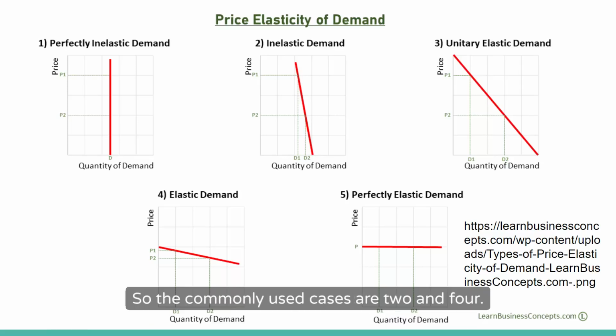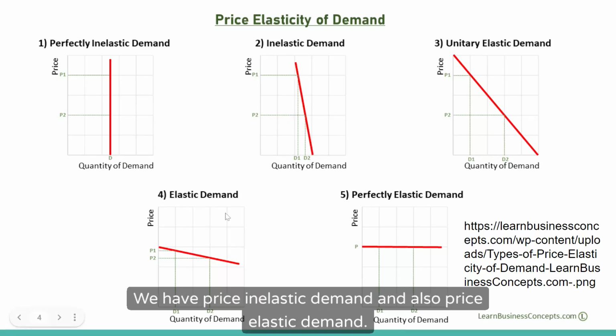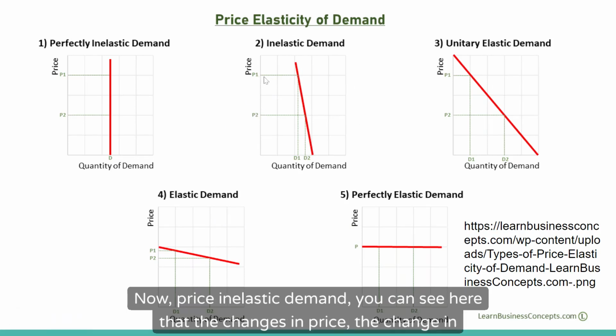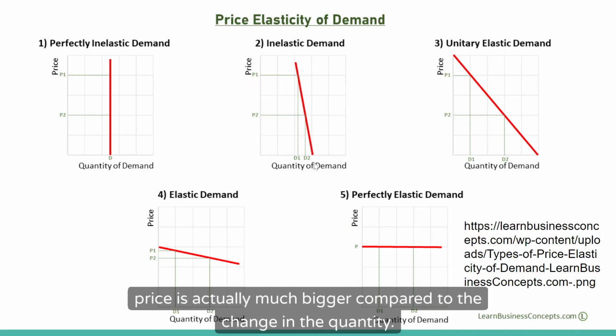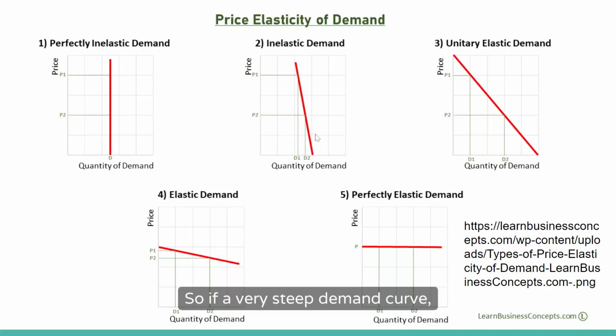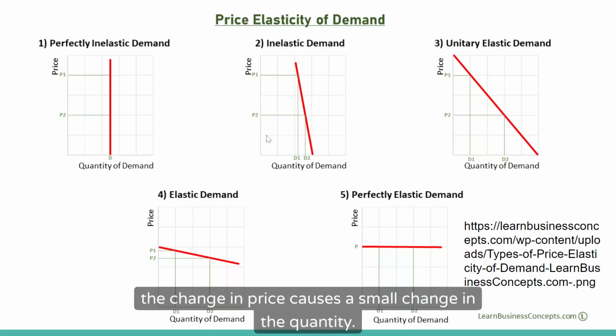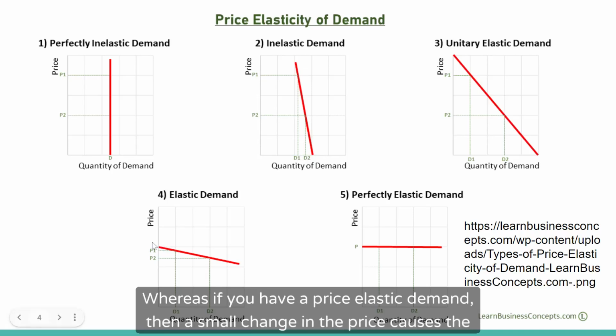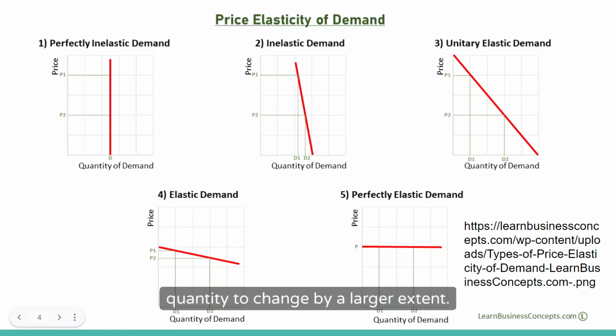But in terms of the gradient, this will help us to understand the relative changes in price and quantity. So the commonly used cases are 2 and 4. We have price inelastic demand and also price elastic demand. Now, with price inelastic demand, you can see here that the change in price is actually much bigger compared to the change in the quantity. So with a very steep demand curve, a change in price causes a small change in the quantity. Whereas if you have a price elastic demand, then a small change in the price causes the quantity to change by a larger extent. So these are the two common cases.